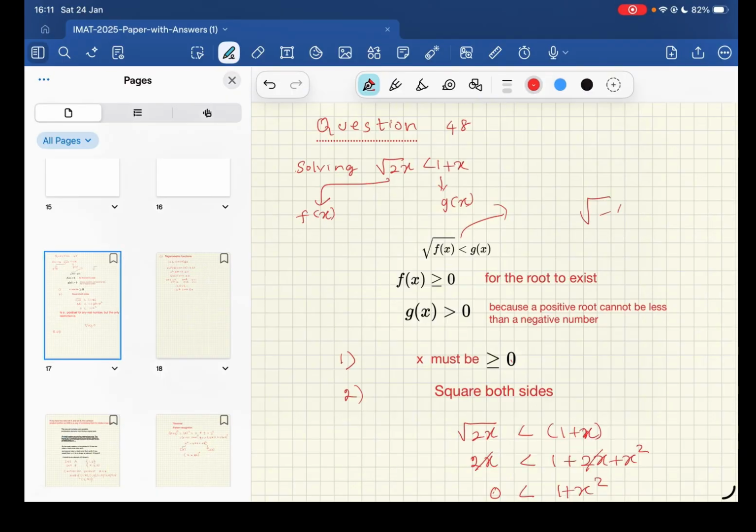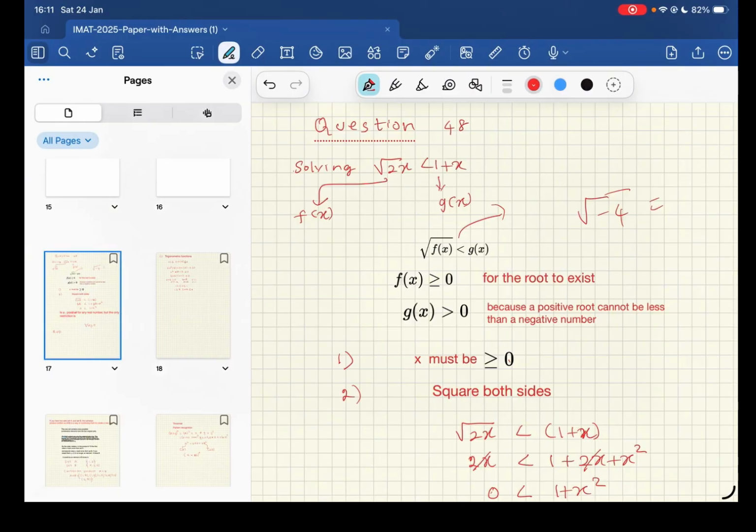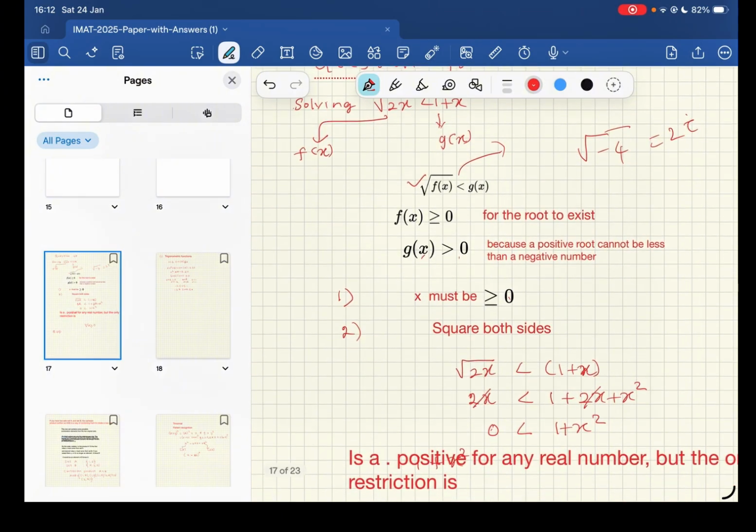Because for negative, if it is something like negative 4, you can't get the root of negative 4. You can write it like 2i, which is an imaginary number, or else we would go into complex mathematics, which is not required here. So f of x should be greater than or equal to 0, and the minimum value of f of x is 0. But 0 is less than g of x, which means g of x should be greater than 0.